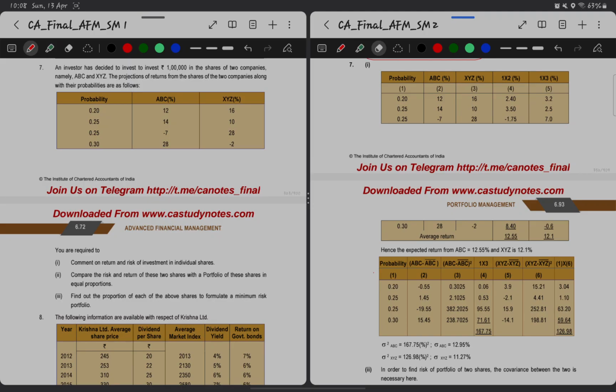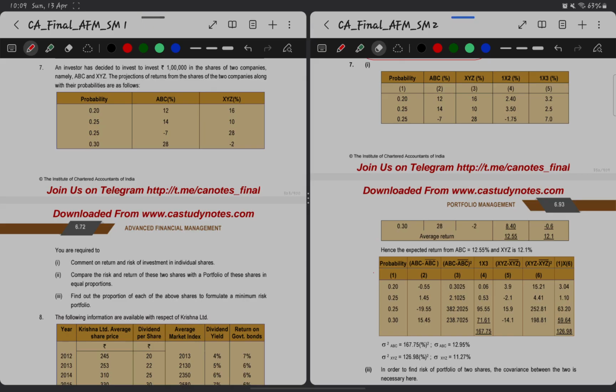Practical question 7. An investor had decided to invest 1 lakh in the shares of two companies, namely ABC and XYZ. The projections of returns from the shares of the two companies along with the probabilities are as follows. The projections of returns are given along with the probabilities also, and you are required to comment on return and risk of investment in individual shares.